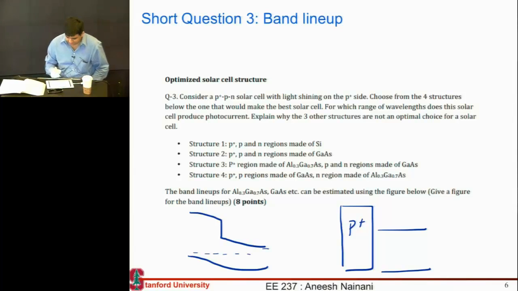So is this a better cell? And what's better in this cell? Okay, so light is shining. Ben wants to know which direction the light is shining from. So the light is shining from here.